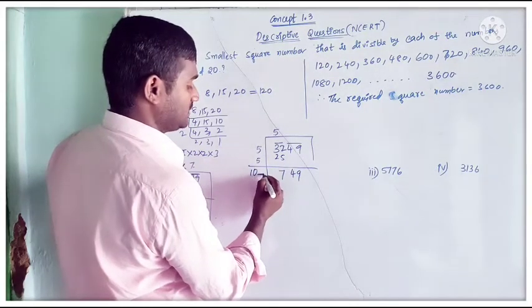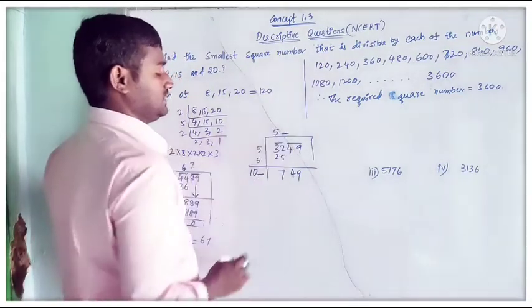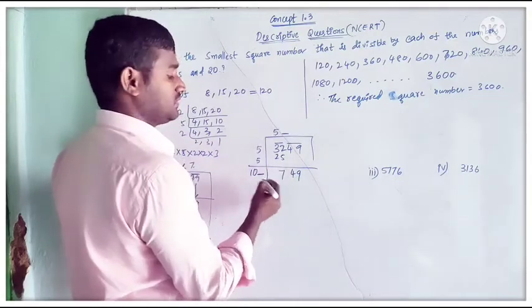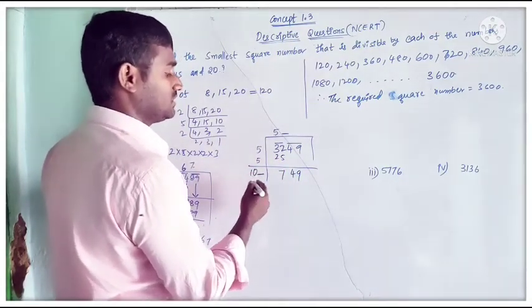Here the next one digit will come. Here also one digit will come. What are you going to write? The same digit we need to write here. So 101 into 1, 101; 102 into 2, 204; 103 into 3, that is 309, like that.